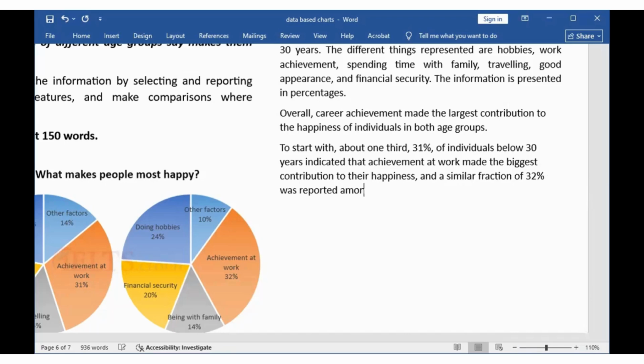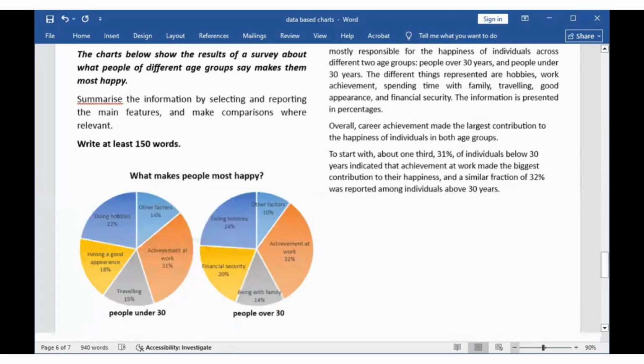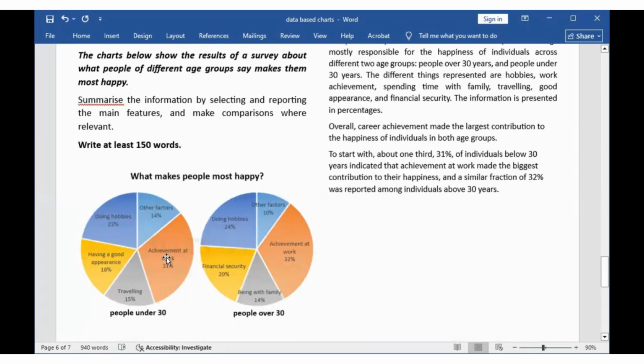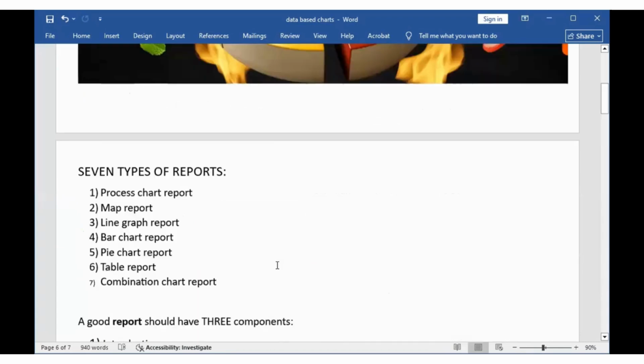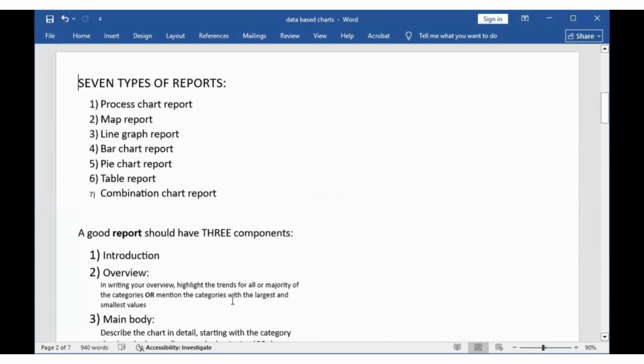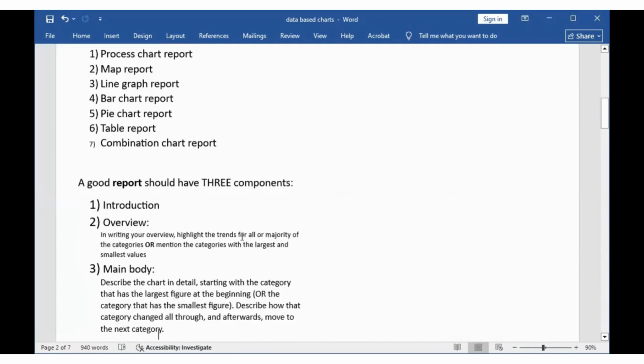among individuals above 30 years. Can you see that? So I picked achievement at work. You can see that achievement at work is the biggest thing here. It's also the biggest thing here. So I just picked the two and I wrote about the two. Remember what I said earlier on: start with the biggest figures. So I'm using style 2 here.